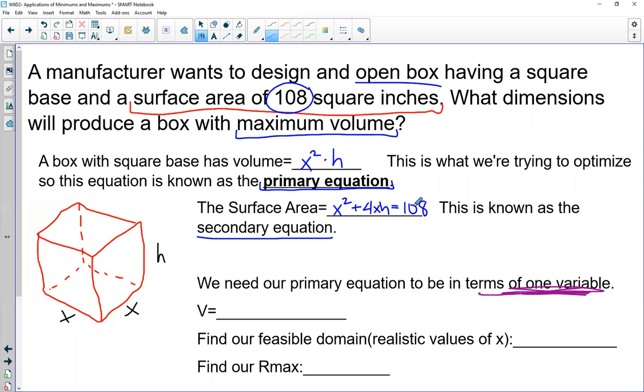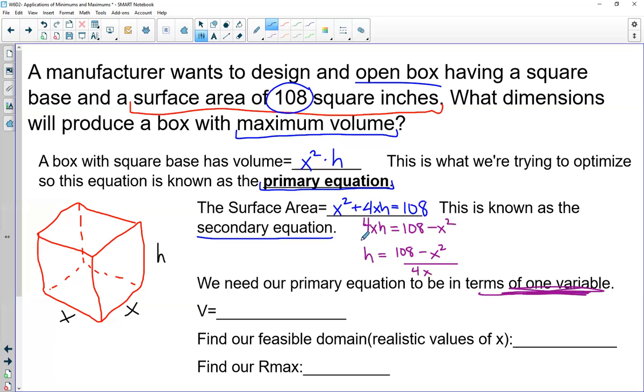Now I'm going to go ahead and solve my surface area here for h. So that way I can replace this and get it all in terms of x. So from here, I'm going to subtract x squared. I'm going to have 4xh is equal to 108 minus x squared, and I'm going to divide by 4x. So I'll get h is equal to (108 minus x squared) over 4x.